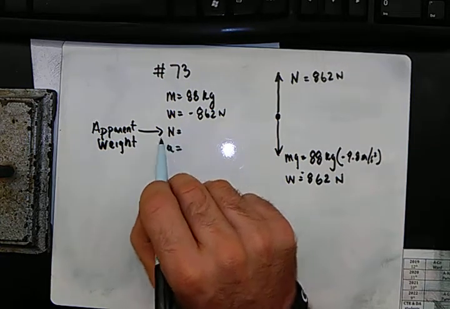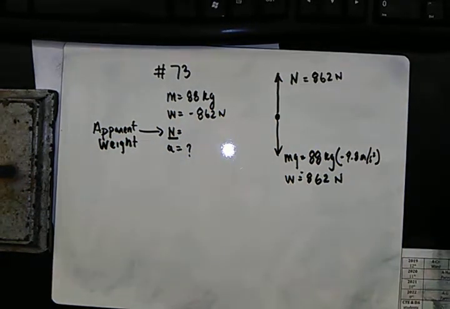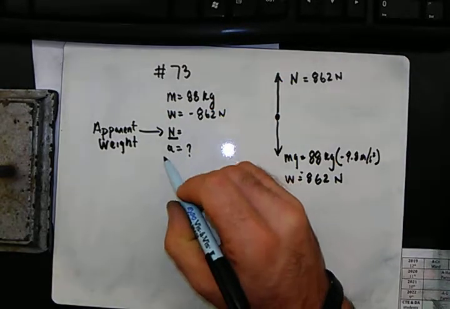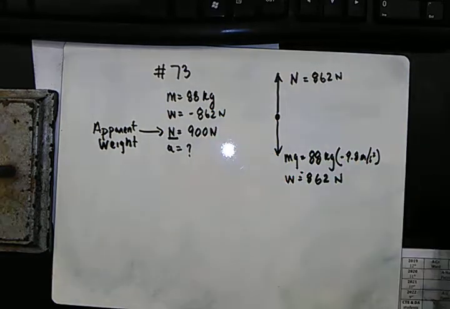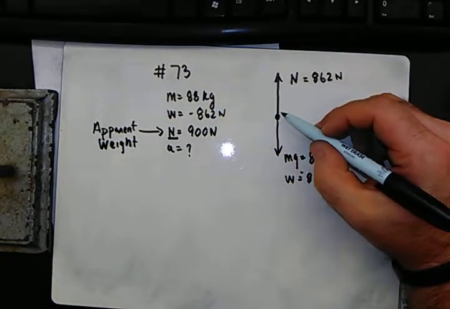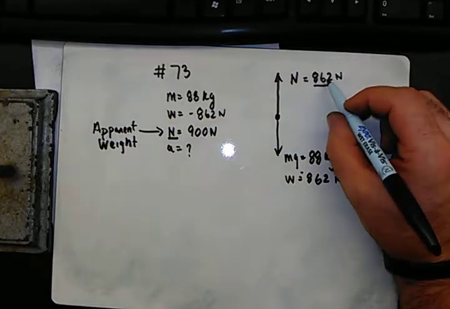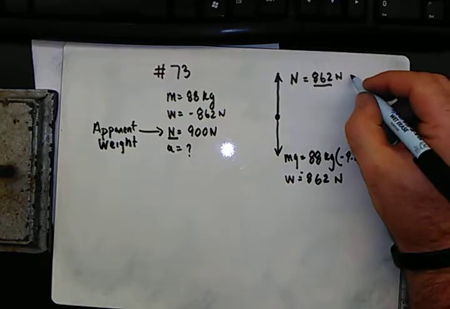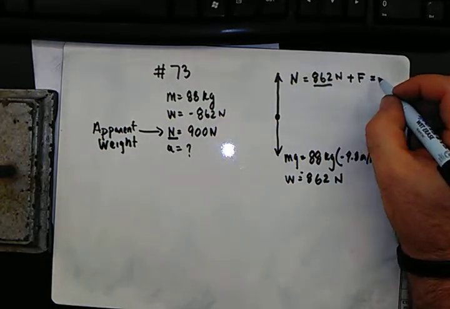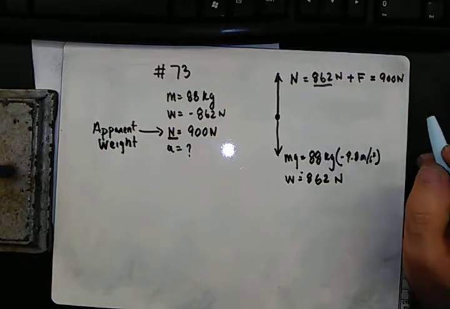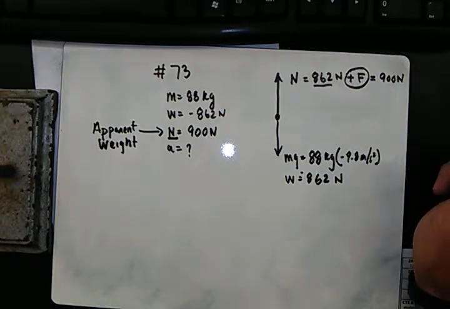Now what I've got here is a normal force, the apparent weight. So the question is, which way is this elevator accelerating? So let's look again. It says the scale reads 900 newtons. That means the scale is reading 900 newtons, but we know that it should only weigh 862. So there is an additional force that is bringing this to 900 newtons.